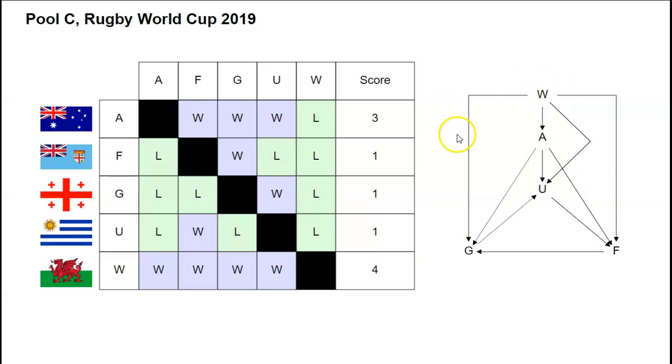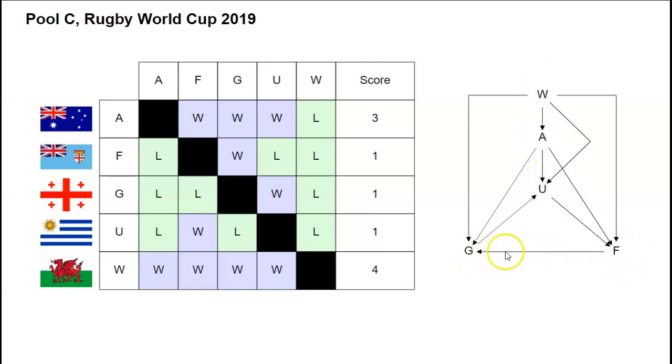And we've drawn this roughly so that the better teams are at the top and the arrows typically go down. In particular, in the notes, we have the concept of a winning line, a way of writing the teams in order so that each team wins against the next team. So we can do a winning line like this. Wales beats Australia, Australia beats Uruguay, Uruguay beats Fiji, Fiji beats Georgia.